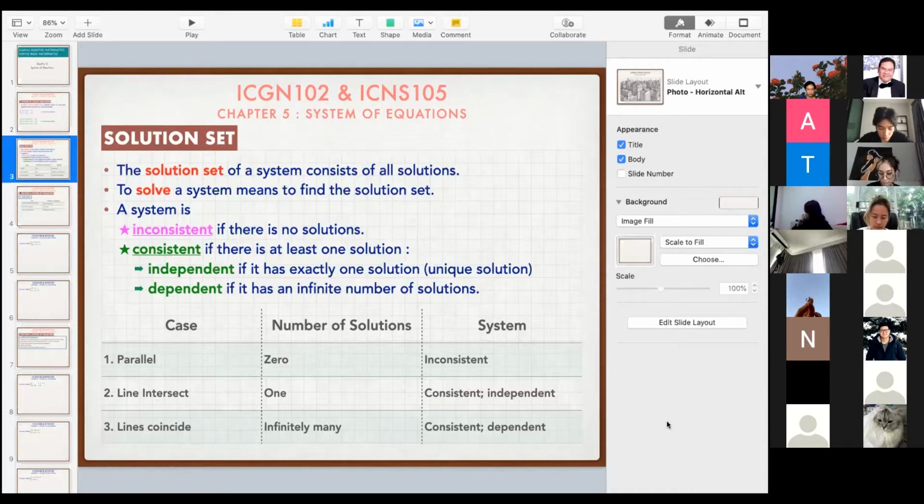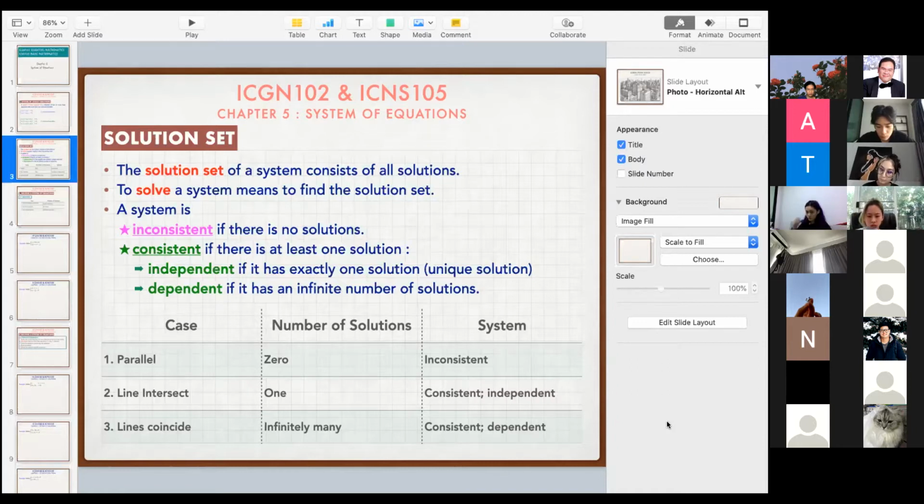So that means in the case that we have parallel lines, the number of solutions is 0, you can't find it, so the system is inconsistent. If you have lines that intersect between those two equations, you get one exact solution for sure at one point, that is the coordinate value there, so the system is consistent and independent.